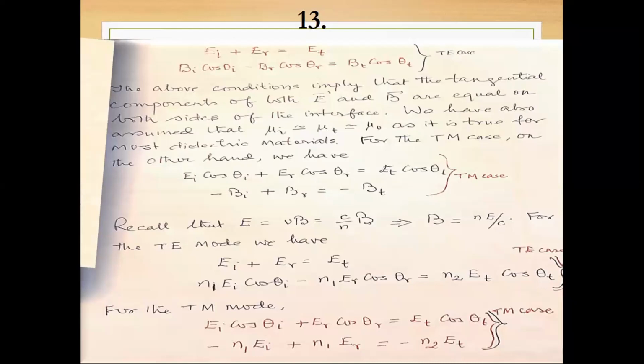So this is the 13th slide. So we have EI plus ER equal ET, and with these boundary conditions giving BI cos theta I minus BR cos theta R equal BT cos theta T in the transverse electric field case. The above conditions in fact imply that tangential components of both electric and magnetic fields are equal on both sides of the interface. And we have also assumed non-magnetic media. That means the permeability of the medium of incidence, which is the same as the medium of reflection, and the medium where the transmitted rays go, all of them are non-magnetic media. So therefore, mu I, mu t is mu 0.